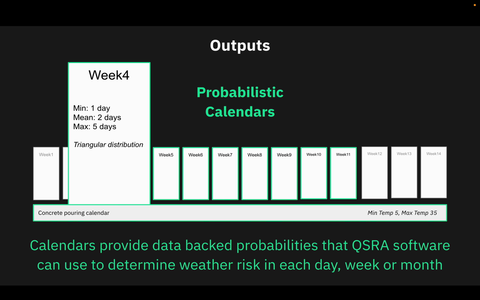The probabilistic calendars work in much the same way, using the same underlying data set and the same rules that you've provided, but instead of blocking out a certain number of days per week, it will block out a range of days per week. And then when you run your QSRA in PRA or in OPC risk, then it will take a different number of days in every simulation run, and this will provide a more accurate distribution and result.